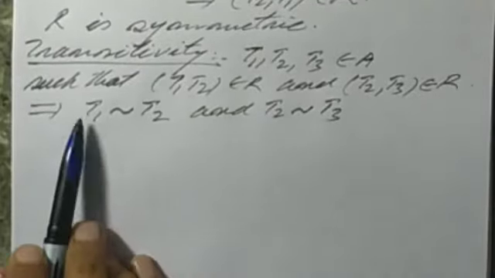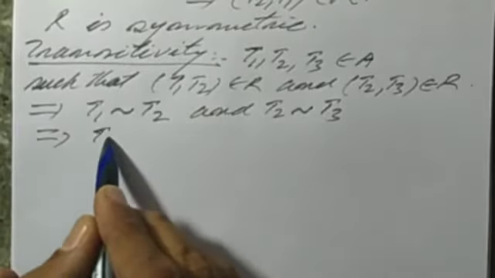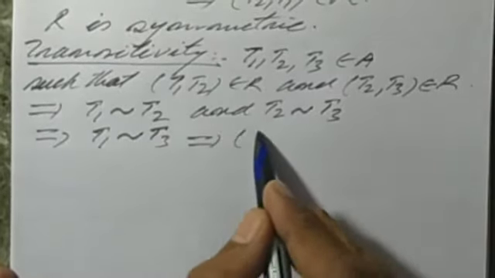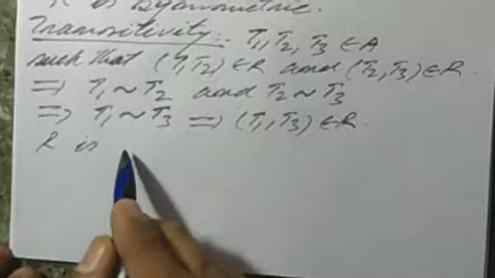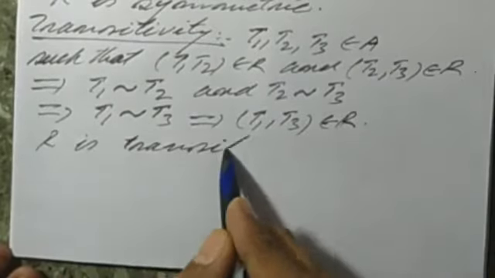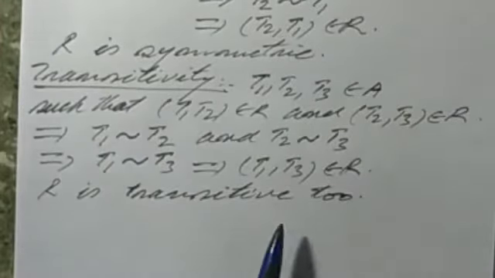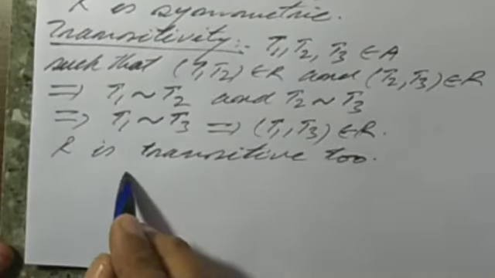And obviously, if T1 is similar to T2 and T2 is similar to T3, then logically T1 must be similar to T3. It implies that (T1, T3) also belongs to R. So R is transitive too. So here we have shown that R is reflexive, R is symmetric, as well as R is transitive. So we may say that R is an equivalence relation.